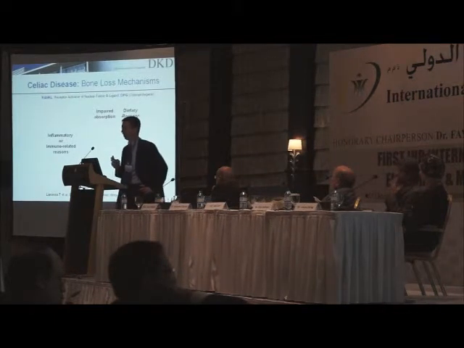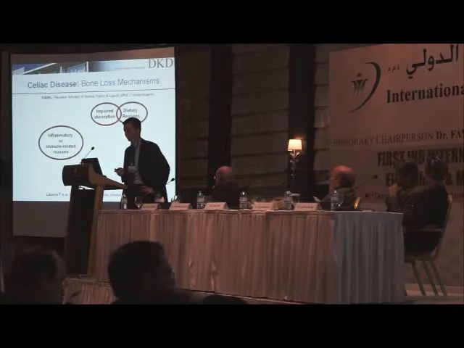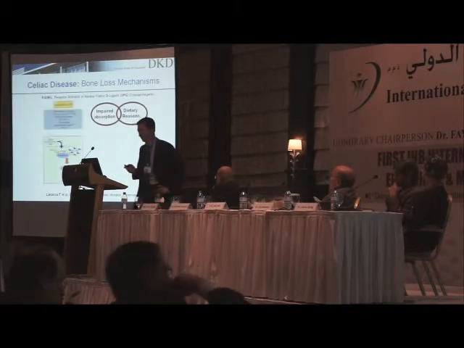So three factors are important for the mechanisms for developing bone loss in celiac disease. One is the inflammatory or immune-related reasons. Others are impaired absorption, and finally dietary reasons. Let's talk about this briefly.